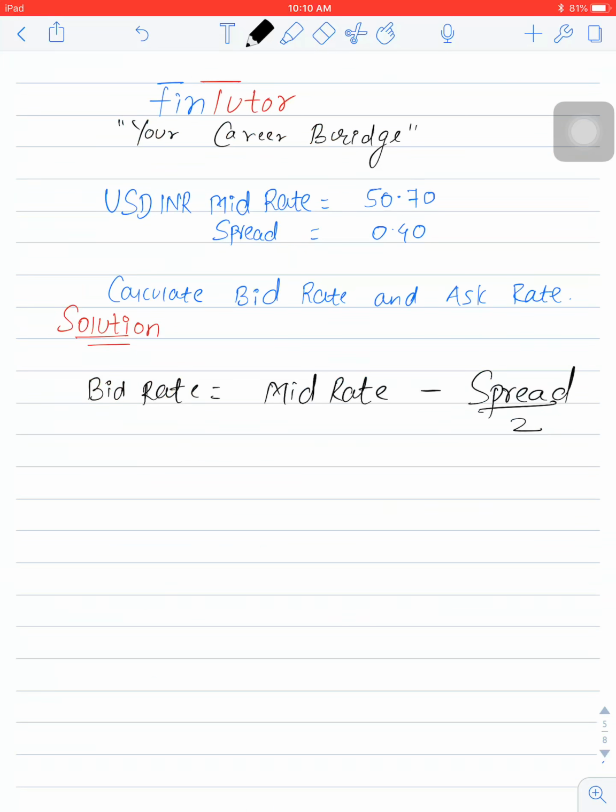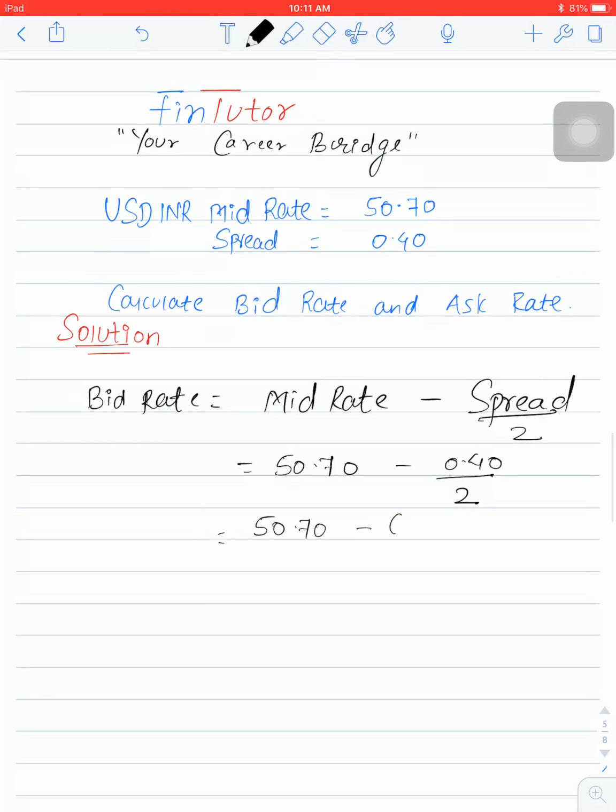So mid rate is 50.70, spread is 0.40, and we will divide this with 2. Now why we are dividing with 2 is because spread is the difference of ask rate and bid rate. So it is the difference of two components, but as of now I am calculating only one component, that is bid rate. So that's why I am dividing this with 2. So 50.70 minus 0.40 divided by 2, you will get the answer as 0.20, and your final answer will be 50.50. So bid rate is 50.50.